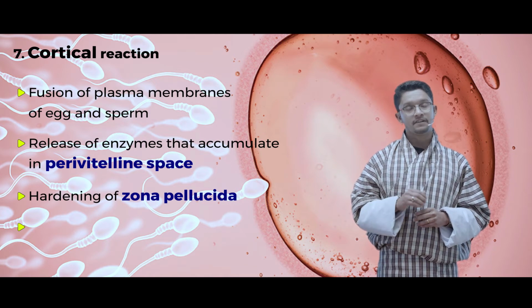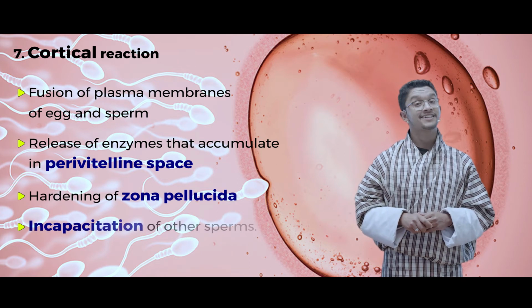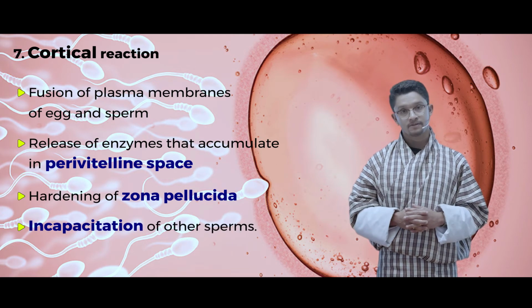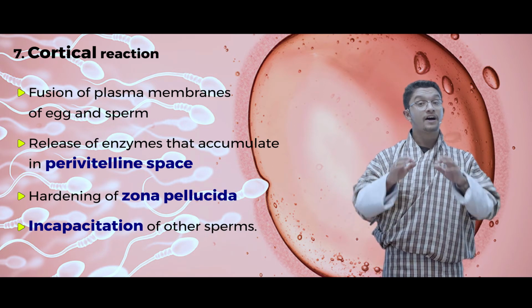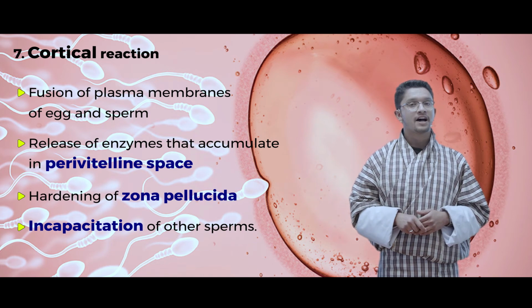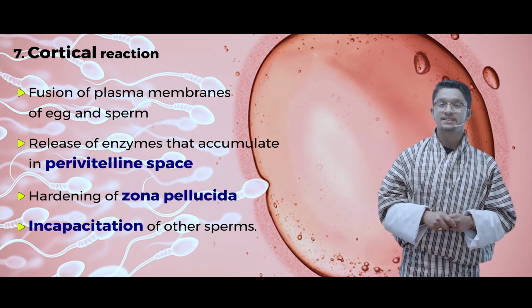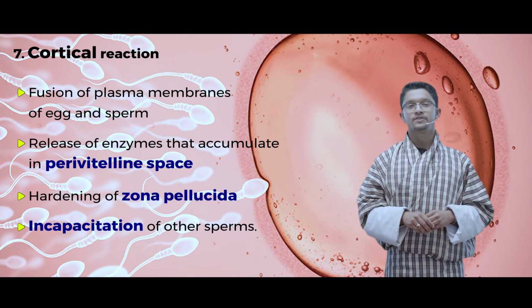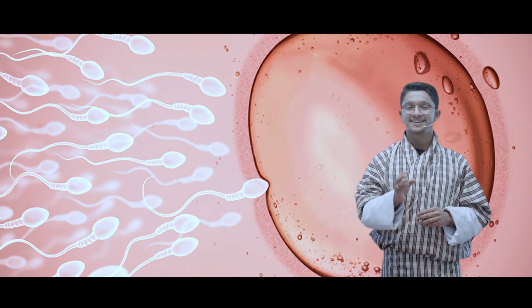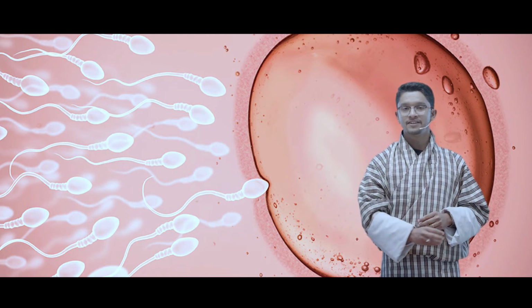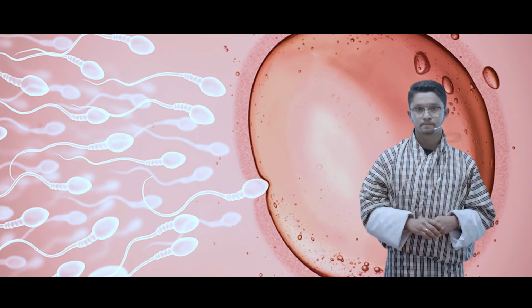Apart from that, outside the zona pellucida, the corona radiata cells will rearrange, and the sperm cells which are now outside are made incapable of fertilization by incapacitation. So as a result, only one sperm cell has entered and delivered the male pronucleus into the ovum.